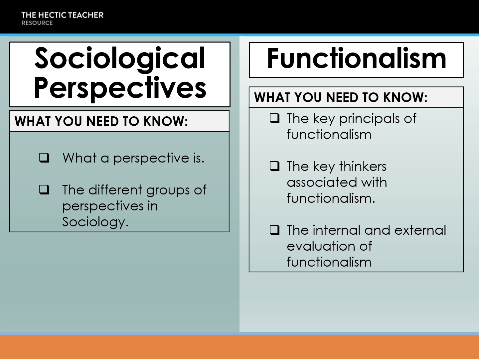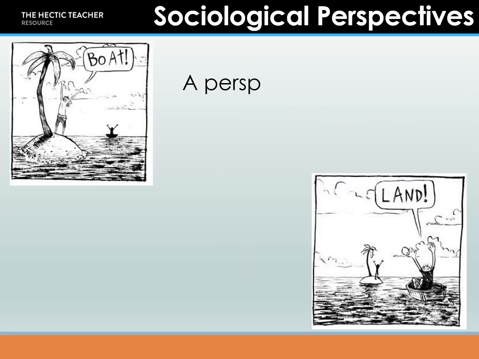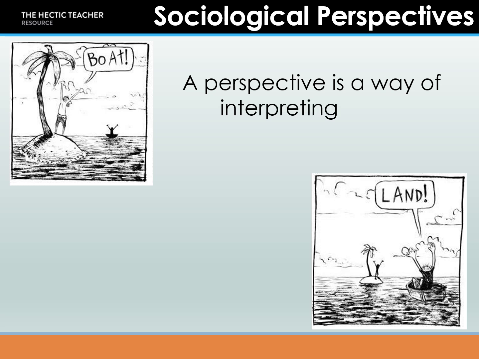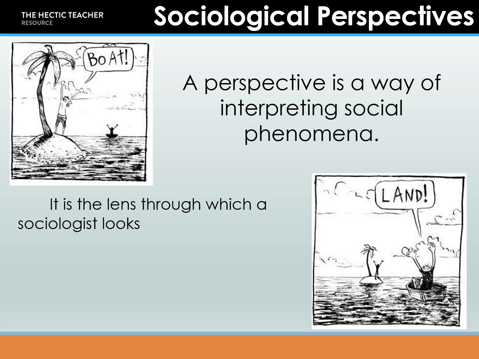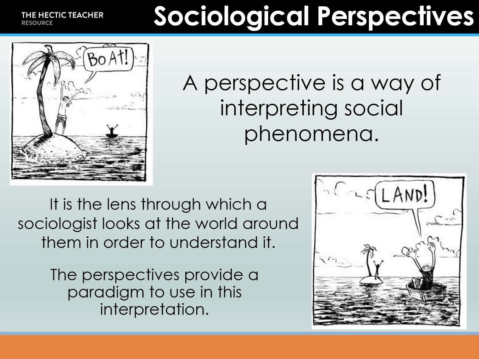So if we're looking at what we mean by a perspective, it is a way of looking at or interpreting the world around us, the social phenomena that we see, that we experience within society. It's the way that we interpret the world. As it says, it's a lens through which sociologists look at the world in order to understand it. It provides a paradigm to use in order to interpret the world around us in this social phenomena.